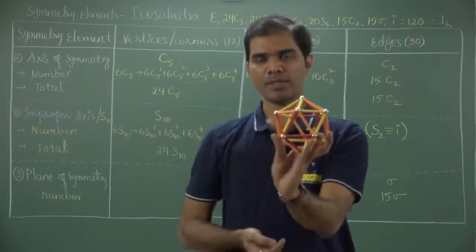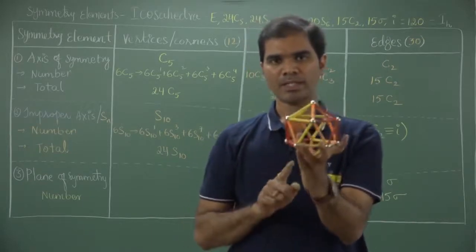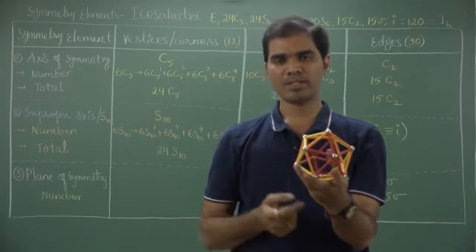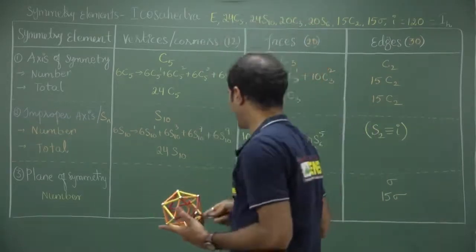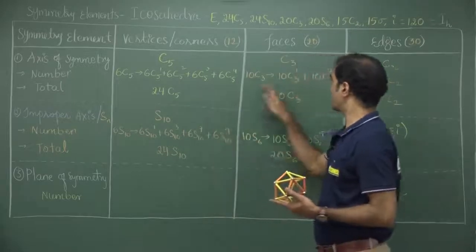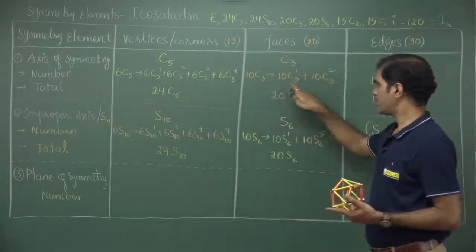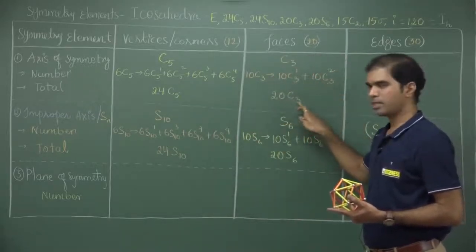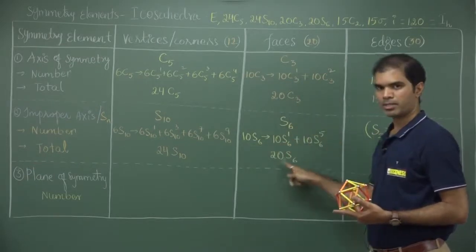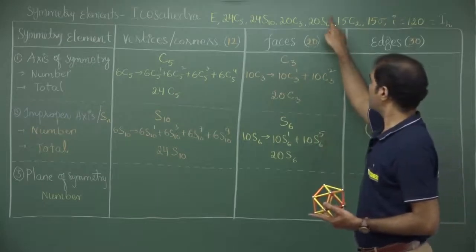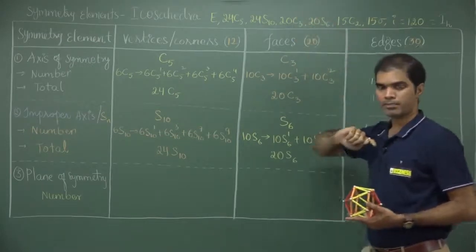That will give you an equivalent configuration. So wherever there is a C3, collinear to it will be S6. Since there are 10 C3s possible, 10 S6 are also possible. Each of them will generate 2 symmetry elements. You can check: 10 C3s will generate 2 symmetry elements each, altogether 20 C3. 10 S6, each of which will generate 2 symmetry elements, 20 S6. So 20 S6 is collinear to 20 C3.